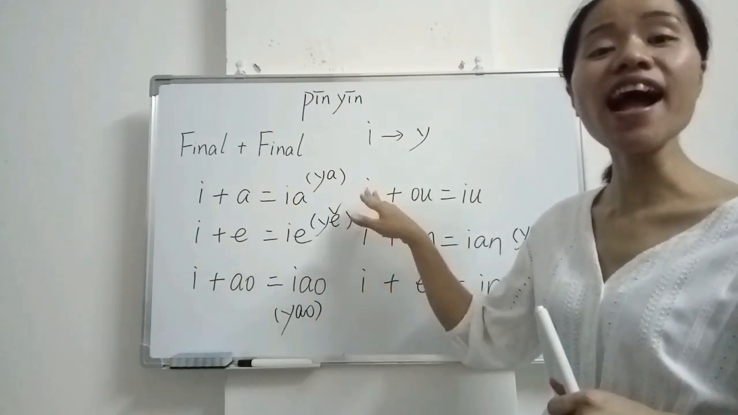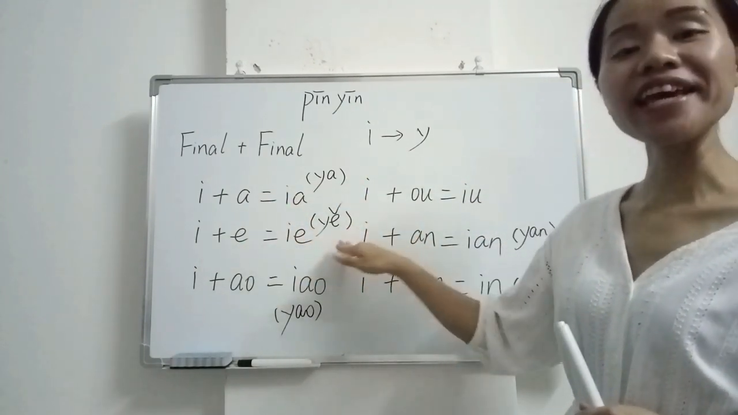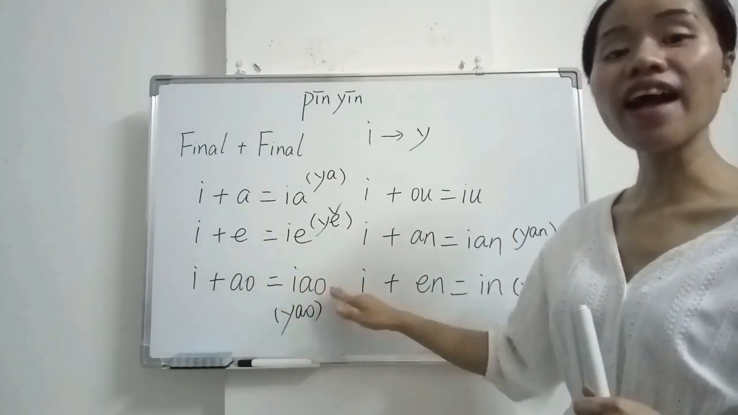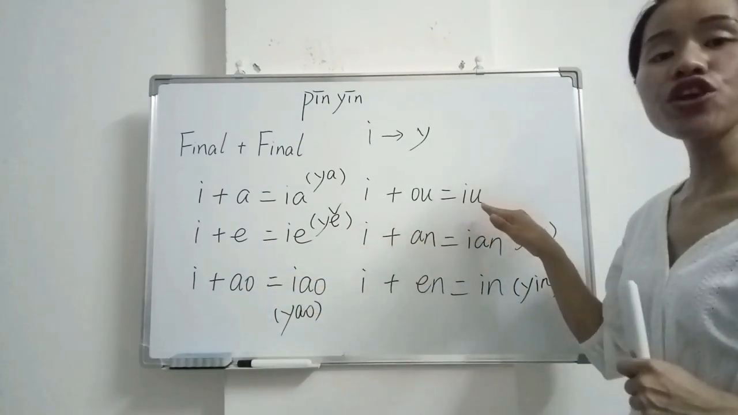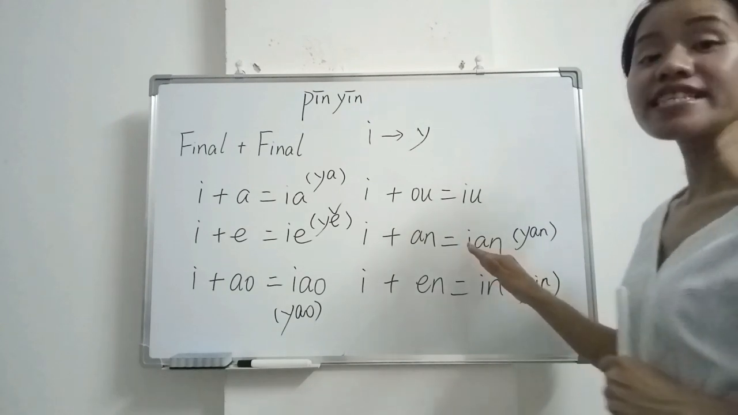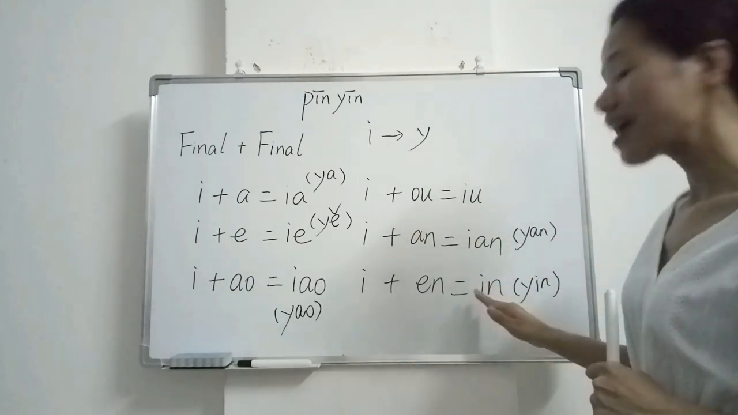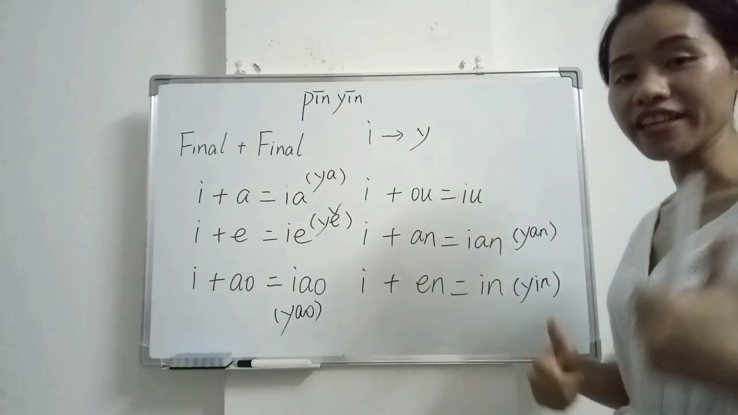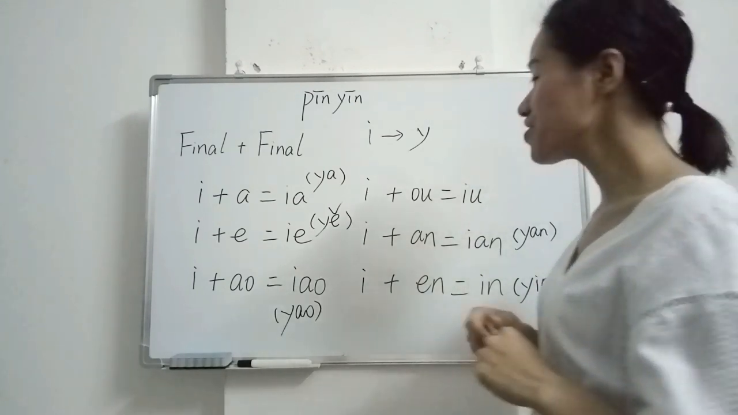Okay, now let's read one more time. Ya, ya, ye, ye, yao, yao, yo, yo, yan, yan, yin, yin. Okay, good. And now let's continue.